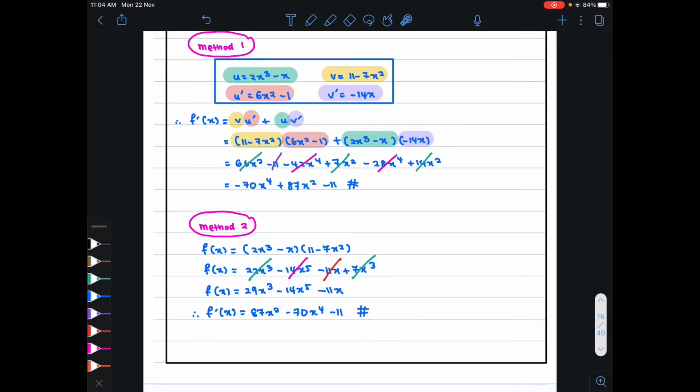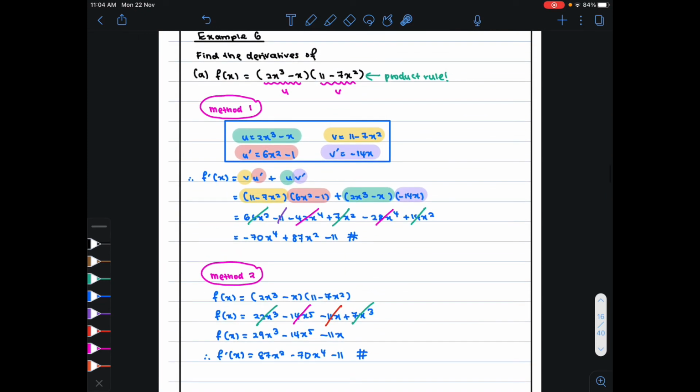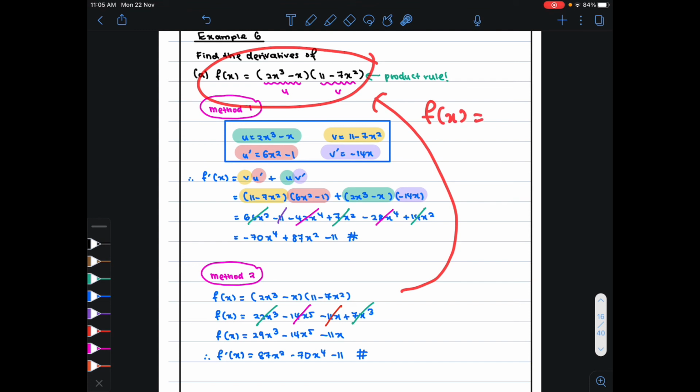So for this kind of question, since f(x) is something to the power of 1 times something to the power of 1, you can use two methods. The first method is product rule, and the second method is to expand f(x) first before you differentiate. So the second method is only applicable when you have f(x) equal to something to the power of 1 times something to the power of 1.